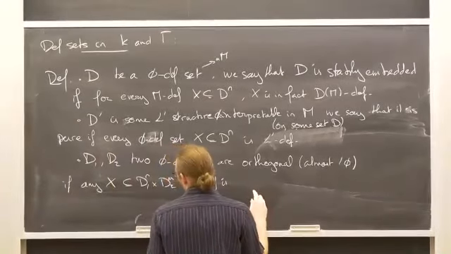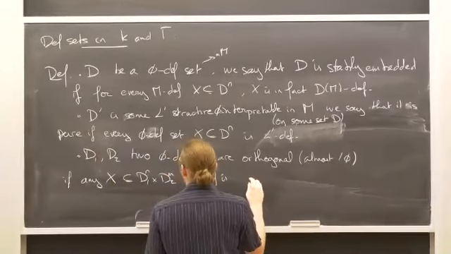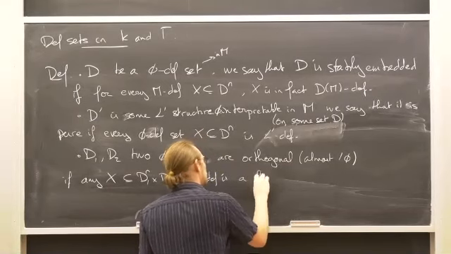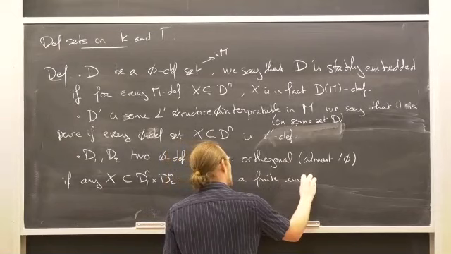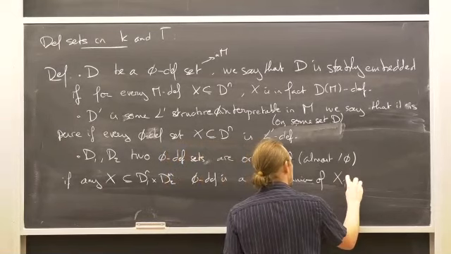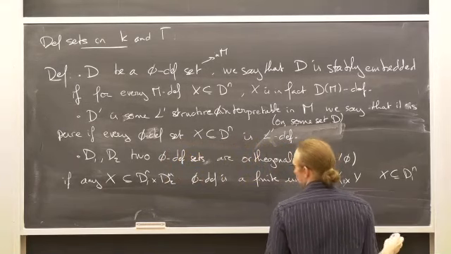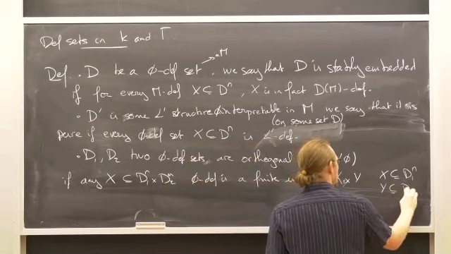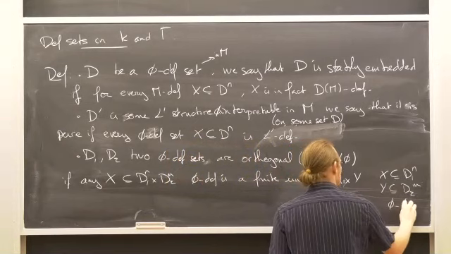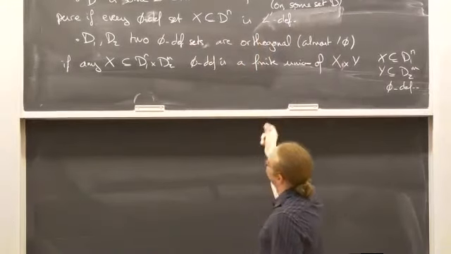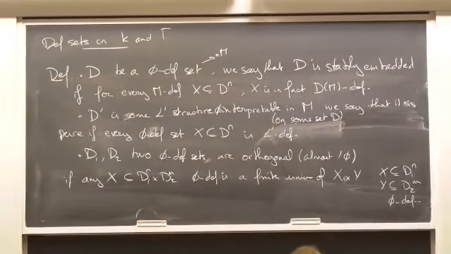If every zero definable set is a finite union of X_i cross Y_i, with X inside of D1 to the n and Y inside of D2 to the m, both empty set definable. Okay. You cannot use X again. Ah, yes.